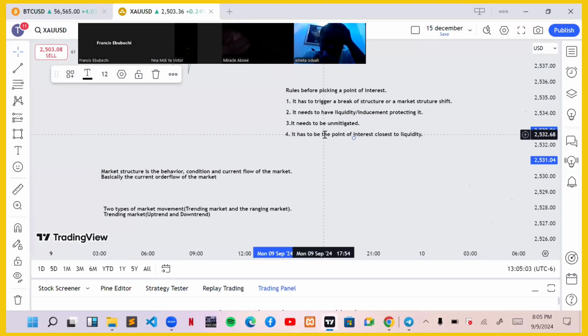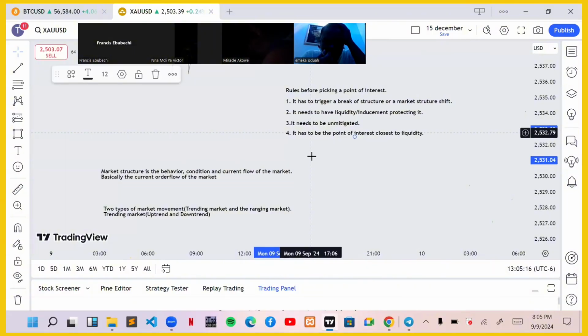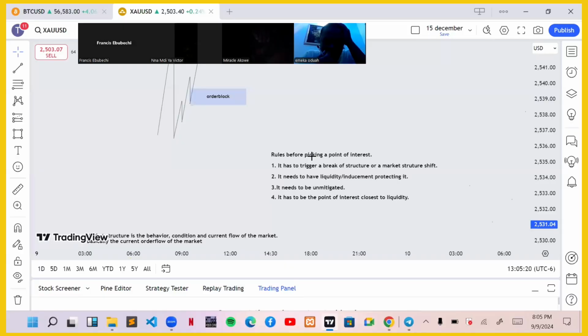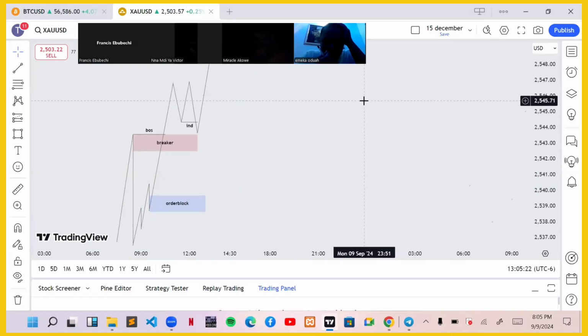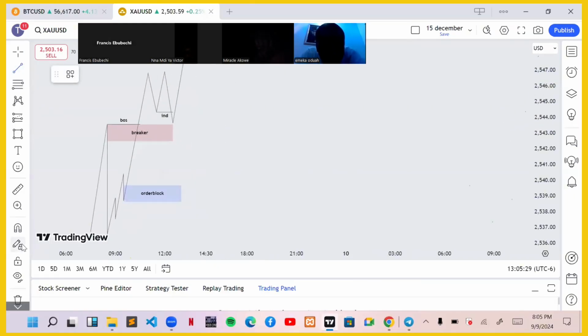So if the breaker block was mitigated after a break of structure or a market structure shift, you don't use the breaker block; you use the other block. But if after the market broke structure or had a market structure shift the breaker block was never mitigated during the first pullback, you now use the breaker block as your entry. In this case, this breaker block was never mitigated during the first pullback, so we use the breaker block as our entry.